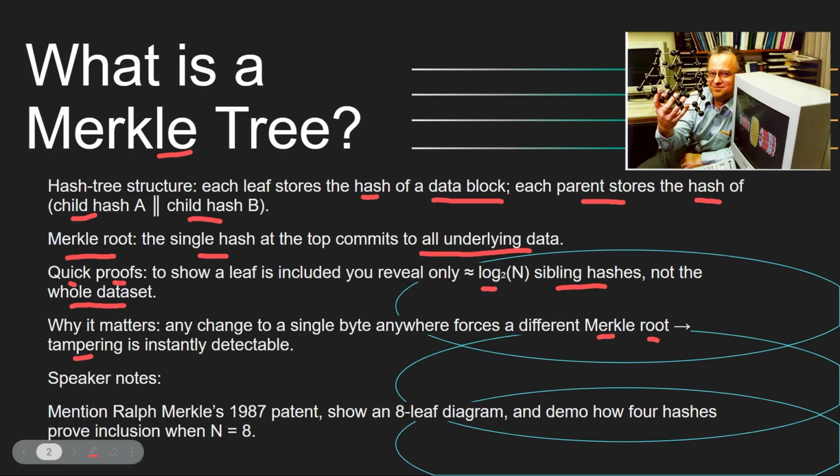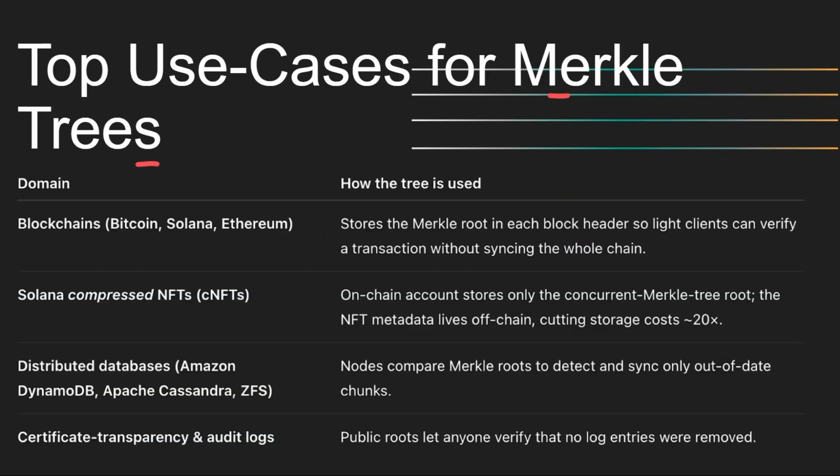Tampering is instantly detectable. So the inventor of these MerkleTrees was Ralph Merkle in 1987, and he patented this 8-leaf diagram. Okay, so now top use cases for MerkleTrees on blockchains, on Bitcoin, Solana, and Ethereum. So the idea is that the Merkle root will be used to verify the transactions without syncing the whole chain.